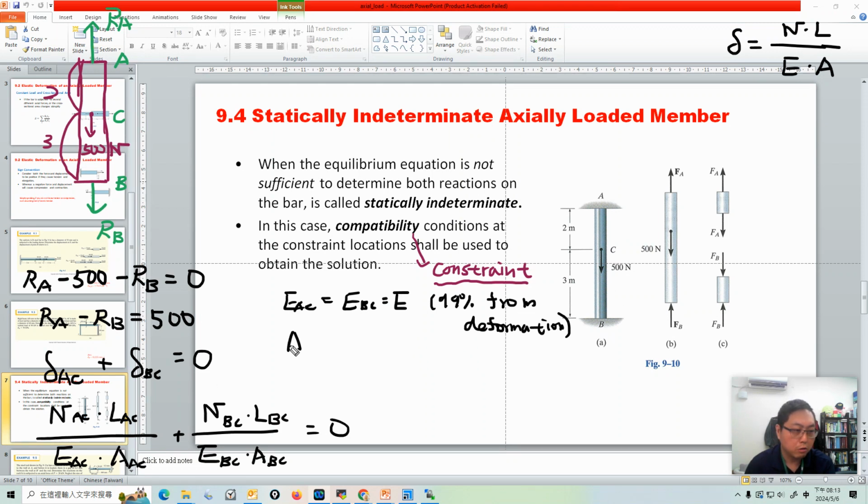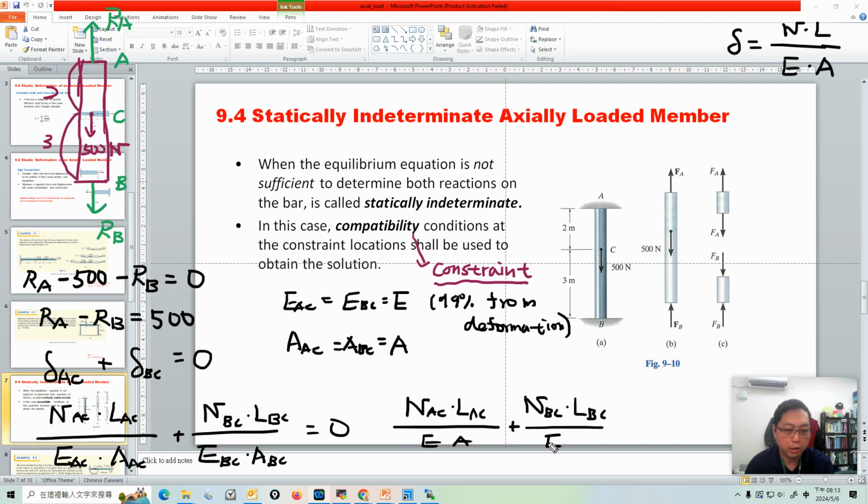So AAC is equal to ABC, and we'll call it A. So the equation becomes: NAC times LAC divided by EA plus NBC times LBC divided by EA equal to 0, and then we multiply by EA. So we finally reach this conclusion: NAC times LAC plus NBC times LBC is equal to 0.